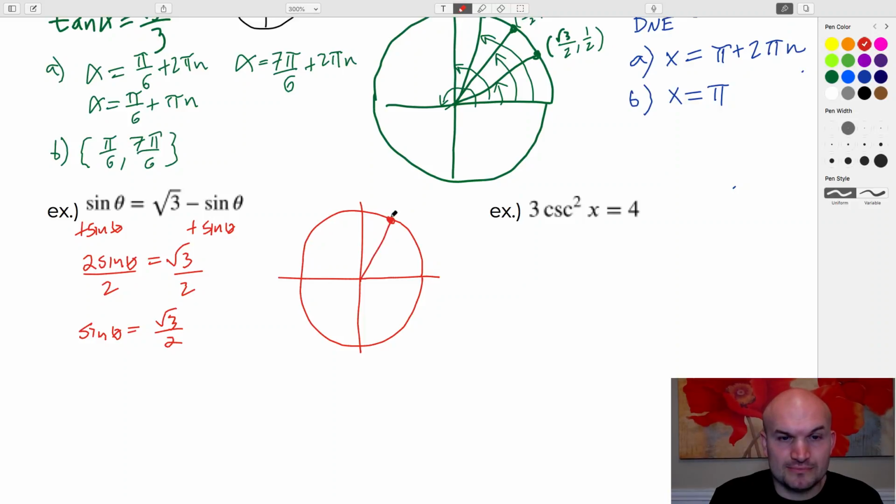But remember, it's not just pi over 3 because sine is positive in the first and the second quadrant. So we have pi over 3, and then we also have this angle, which ends up being 2 pi over 3. Now again, notice the difference between these two angles is not congruent.